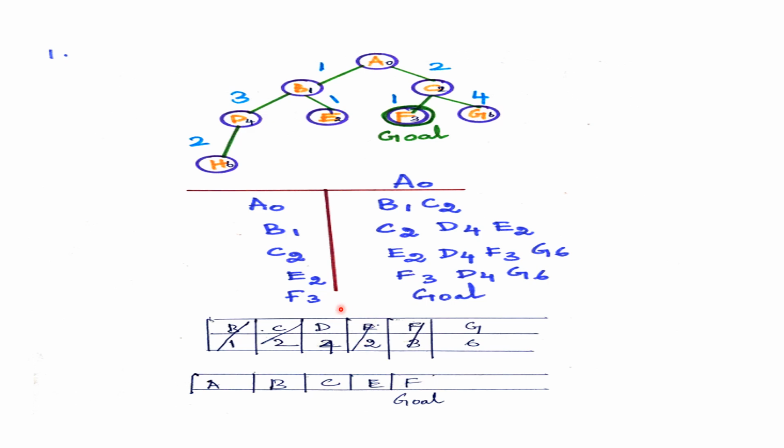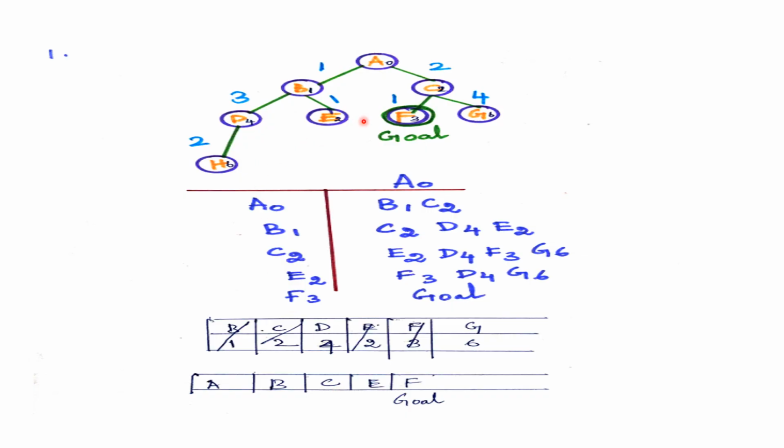Now comparing these values, we have C2, D4, E2. Both C and E have the same value, so based upon the placement of the nodes, which one do we place first? The C node will be placed first in the priority queue. Then this C can be moved to the visited list. After moving the node to the visited list, that particular node can be expanded.